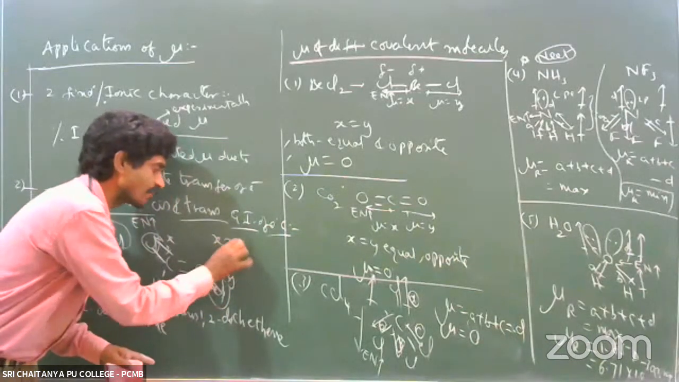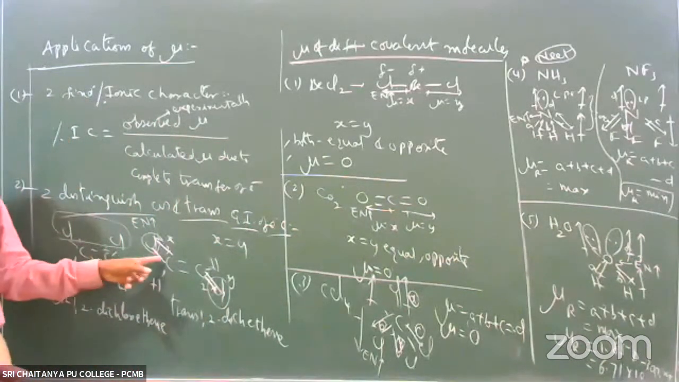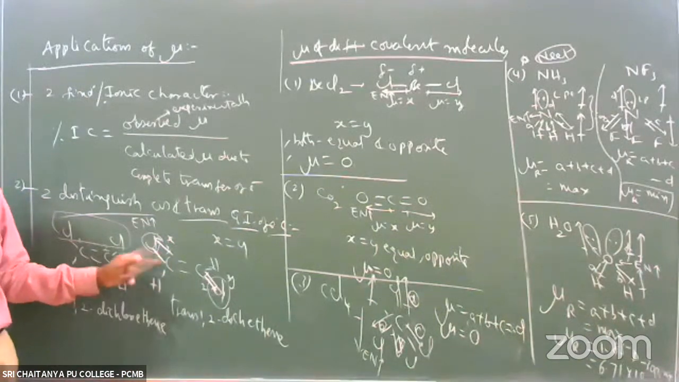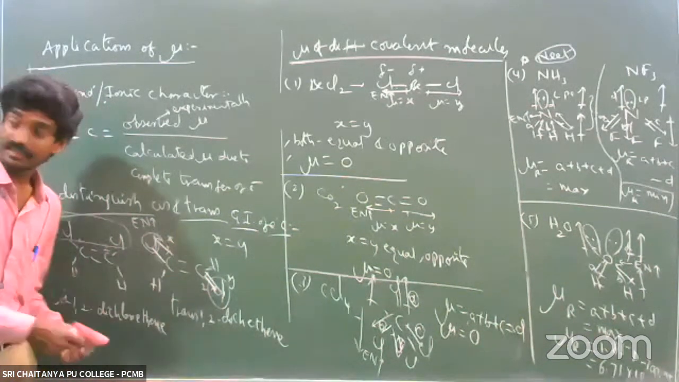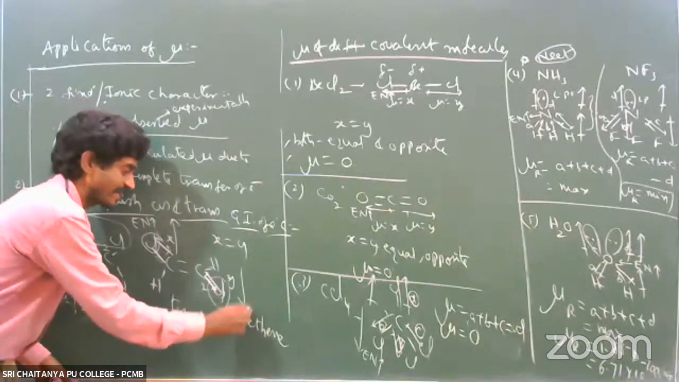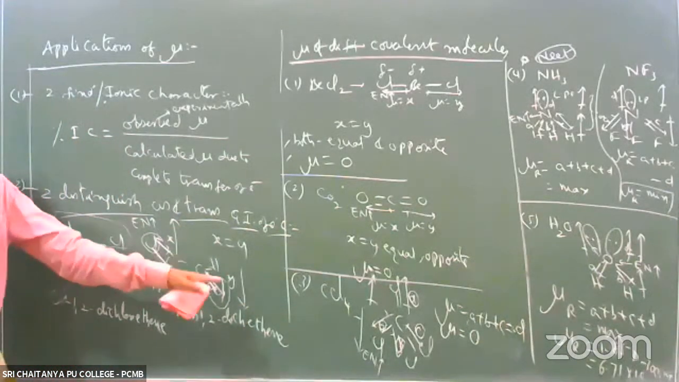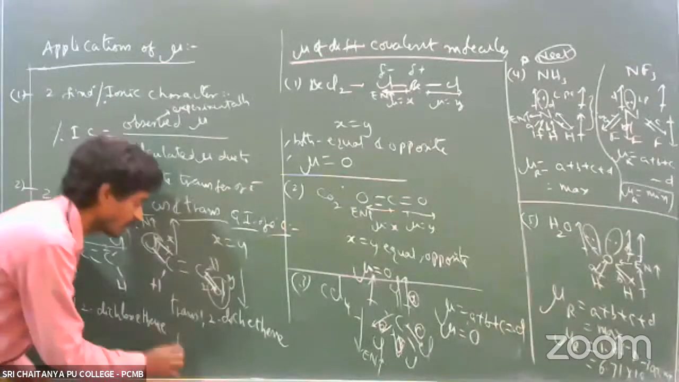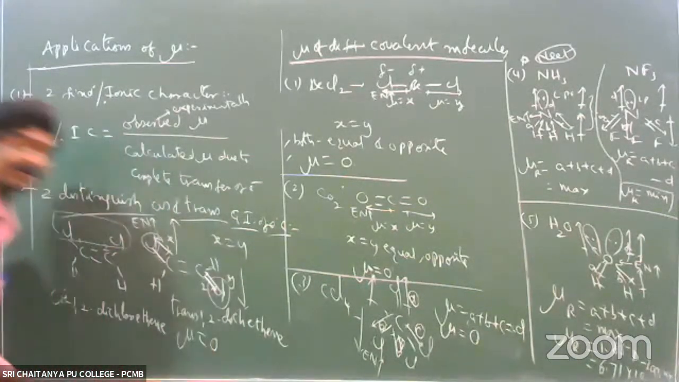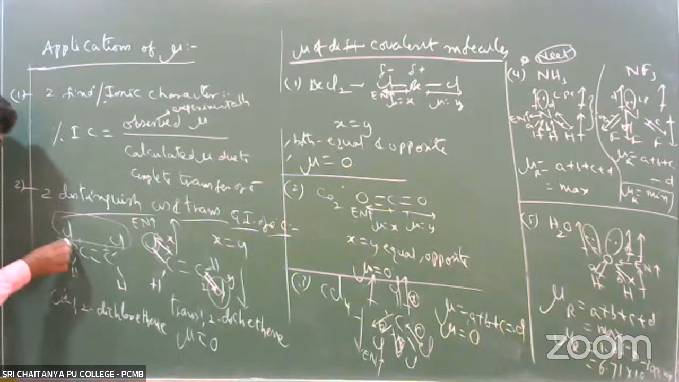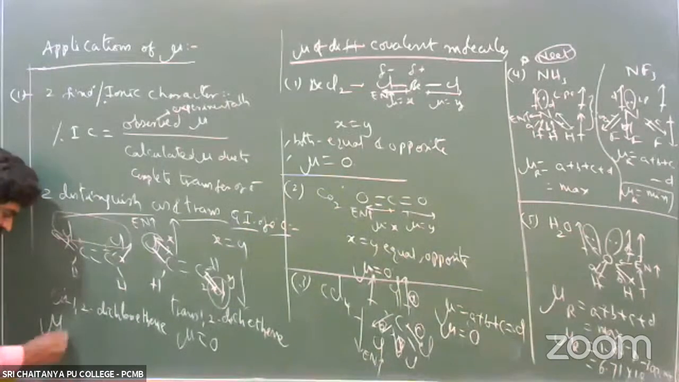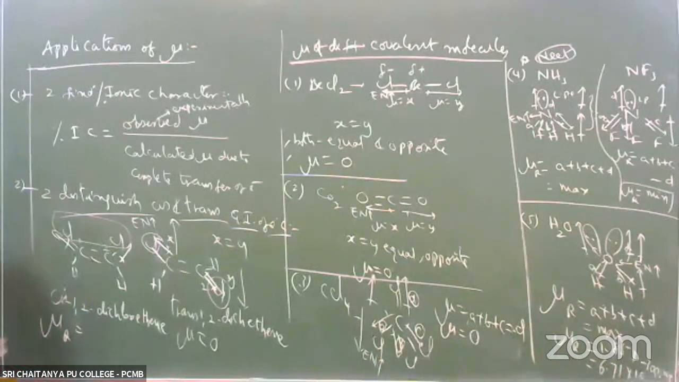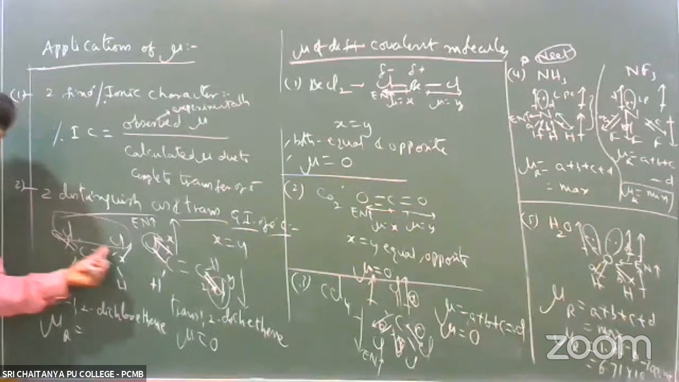Then x is equal to y. The same amount of bond moment is there here also, but in opposite directions. This is towards this direction, and that is towards the other direction. So both cancel each other, and the net dipole moment is 0. But what about here? Both are in the same direction. The dipole moments are in the same direction, so the resultant dipole moment is equal to the sum of the dipole moments.